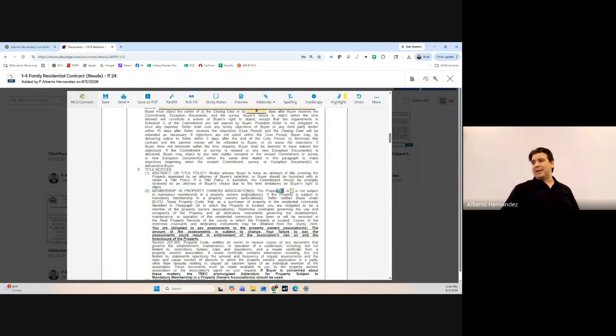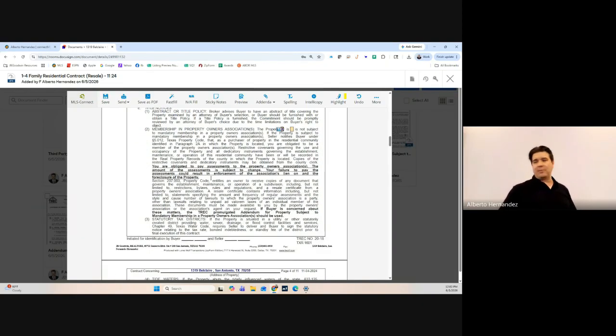Now, we'll select is, and you could read through this whole paragraph, but what really matters is at the very end, it says, if buyer is concerned about these matters, the TREC promulgated addendum for property subject to mandatory membership in a property association should be used. We're going to scratch out that word should, and here as a brokerage, I'm going to tell you will be used. This is not an optional document. If your property that either your client's purchasing or that you're listing has an HOA, we require that you use the HOA addendum. All right, so that is not an option.